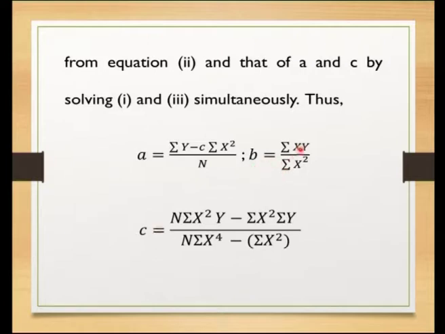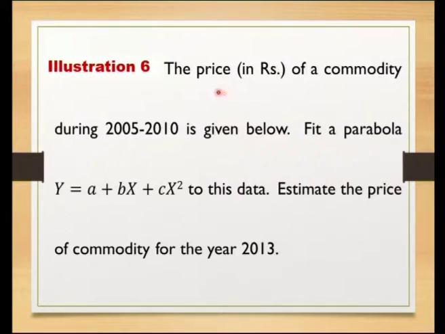So, b is equal to summation x y by summation x square, and c is n summation x square y minus summation x square into summation y, divided by n into summation x power 4 minus summation x square the whole square. Now, after discussing 5 illustrations in computing the secular trend, linear trend by various methods, this is in continuation. Illustration 6: the price in rupees of a commodity during the year 2005 to 2010 is given below. Fit a parabola y is equal to a plus bx plus cx square to this data. Estimate the price of commodity for the year 2013.